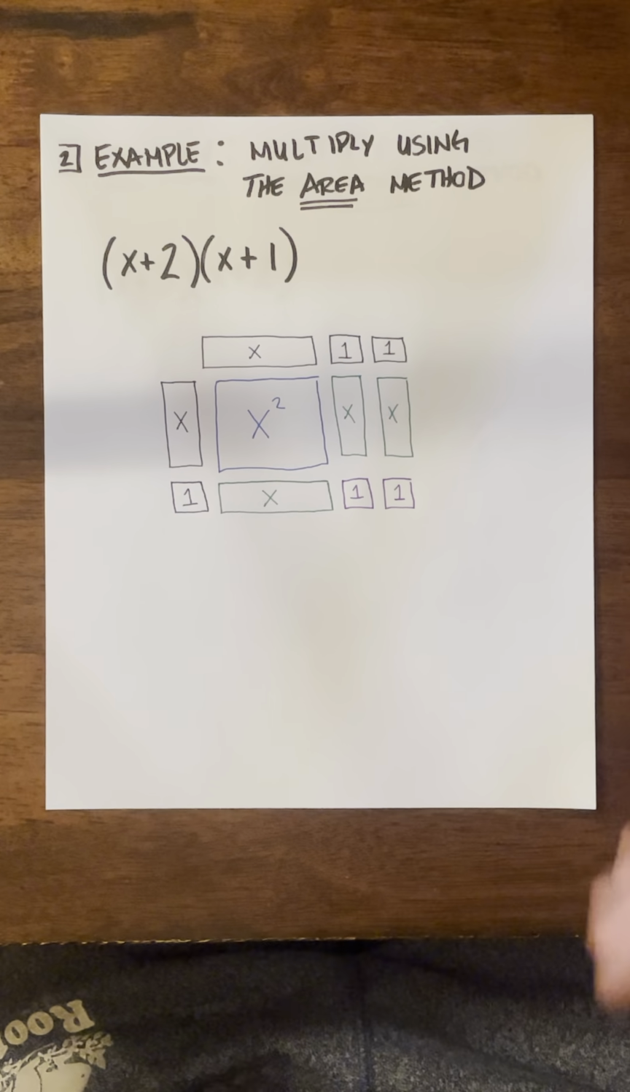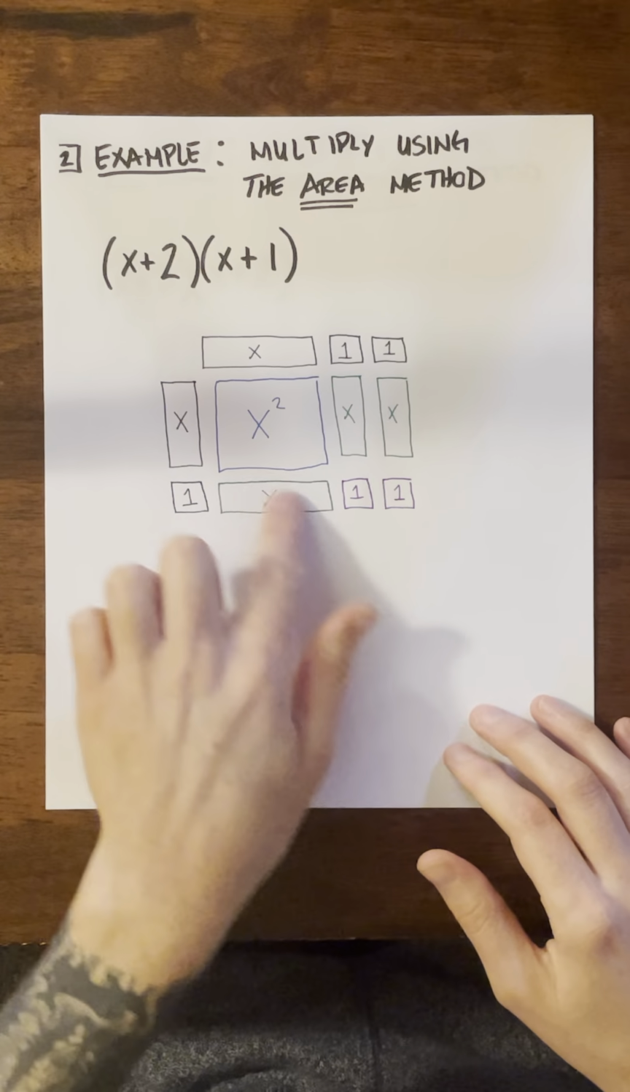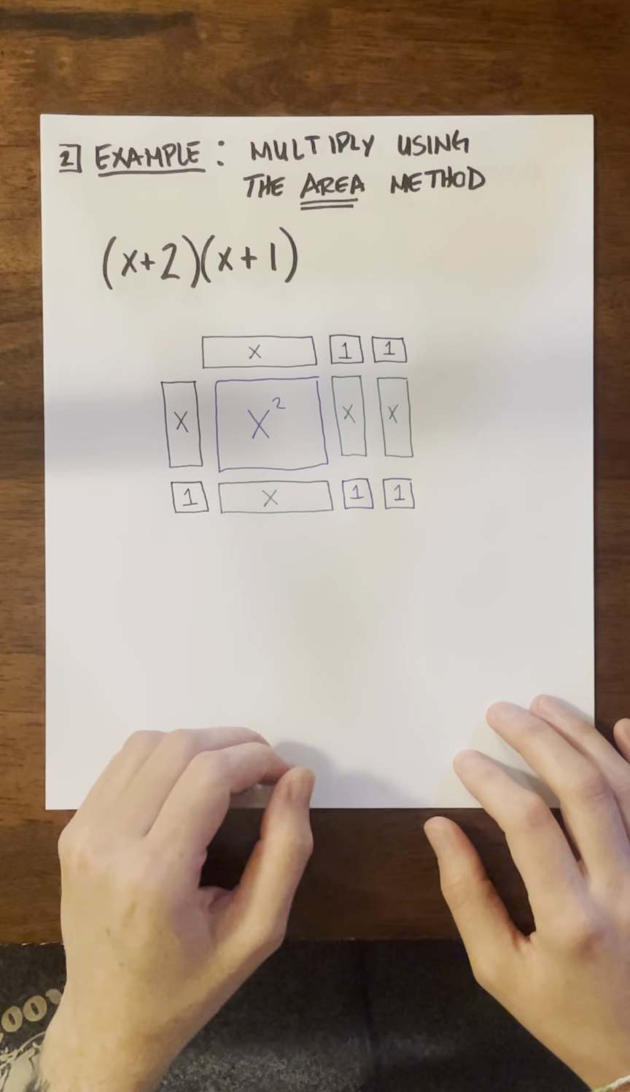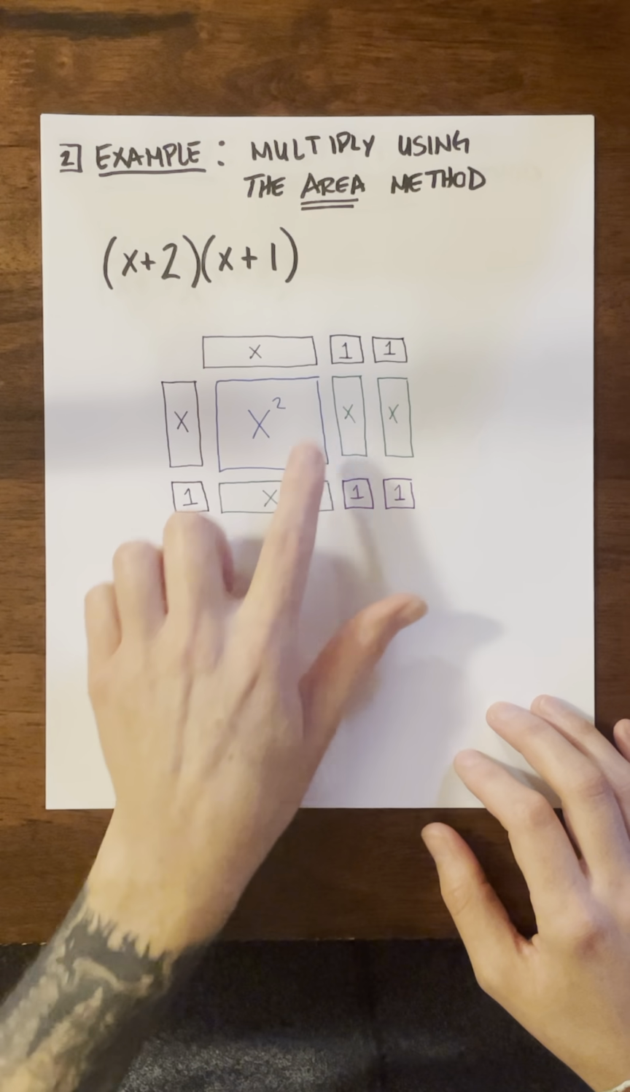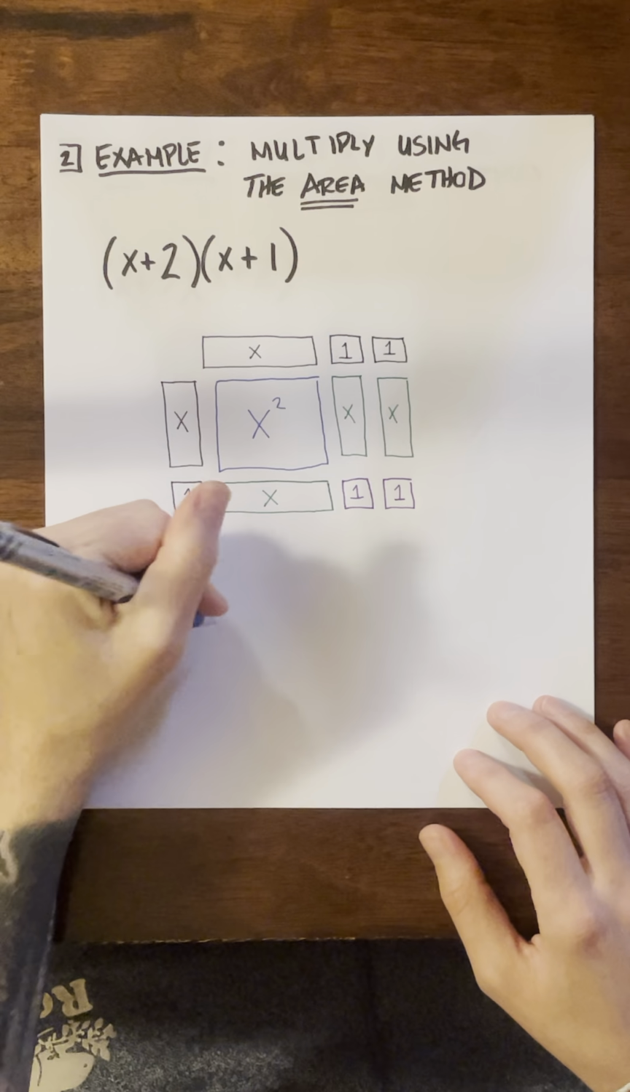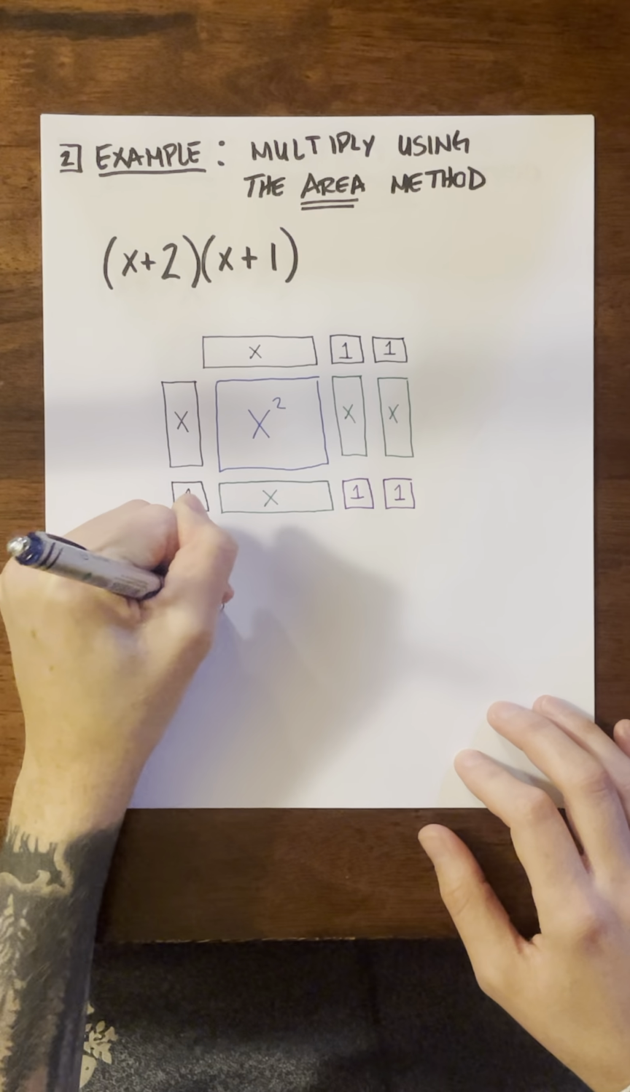Okay, so now we're going to look at the inside, our colored boxes, to help us write our expression. And when we write our expression, we always start with our biggest shape and then move down to our smaller shapes. So our biggest shape right here is x squared, so that goes first.